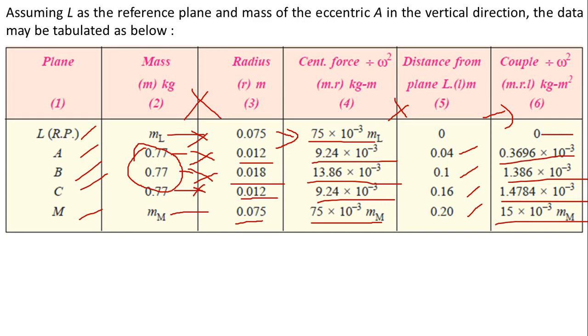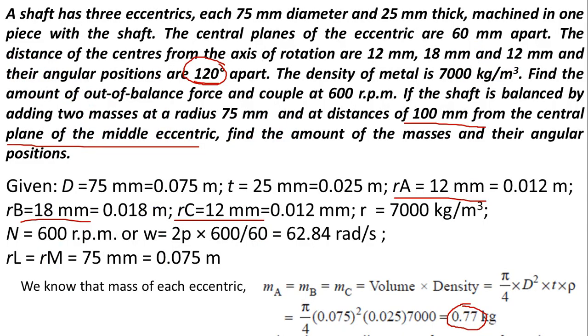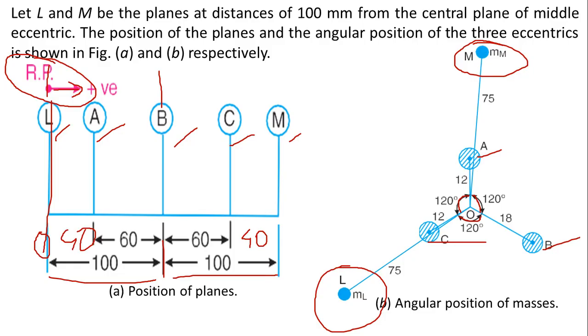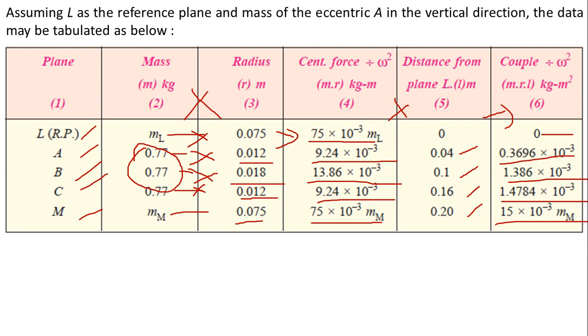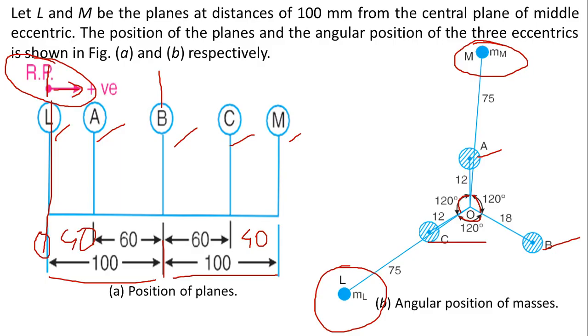Now, in the question, what is asked, we will see first before solving the table. He has told us to calculate the out of balance force and couple at 600 rpm. What do you mean by out of balance force? It is the condition when it is not completely balanced. If you add the balancing force to that out of balance force, it should be completely balanced. So what is the unknown out of balance force that you need to find in this case?